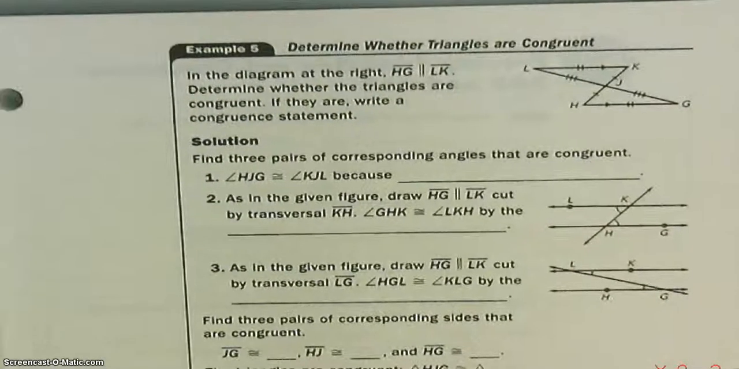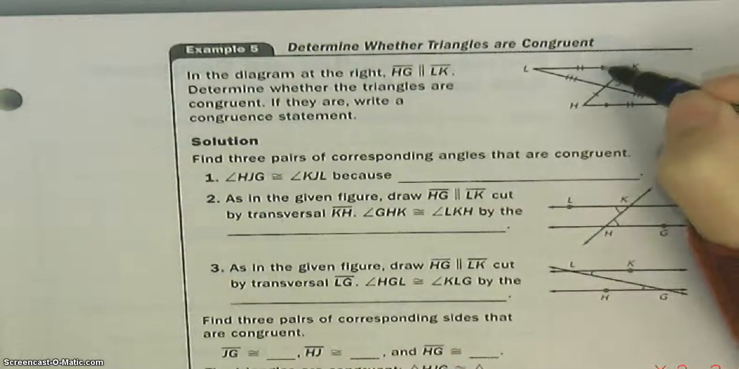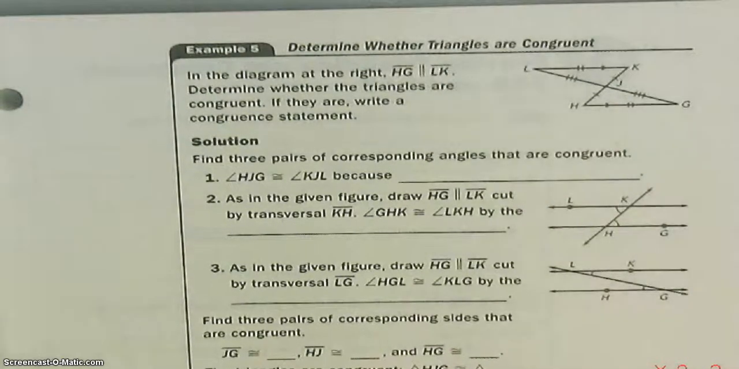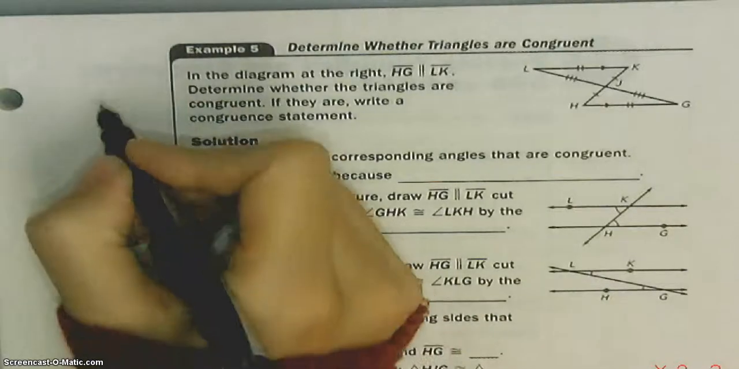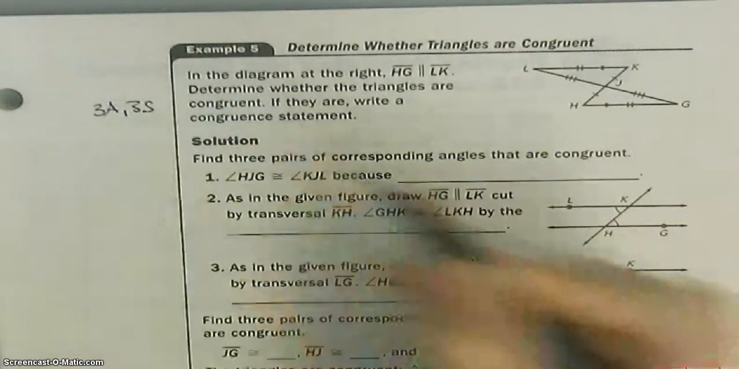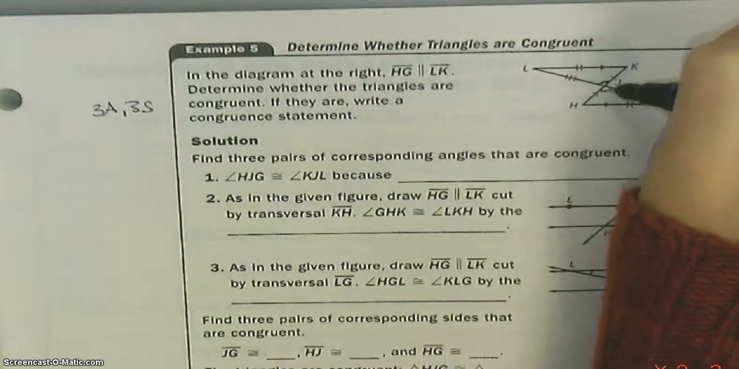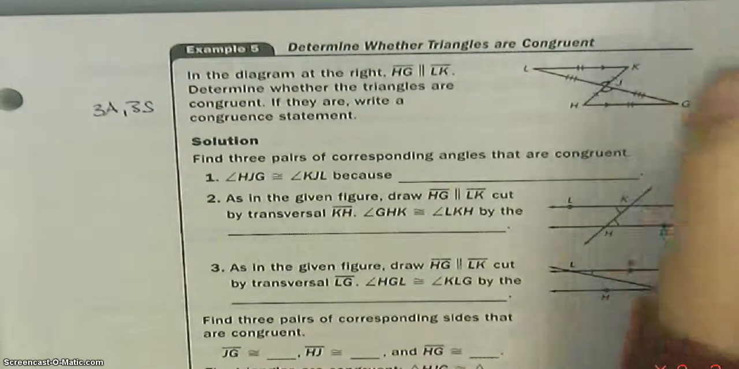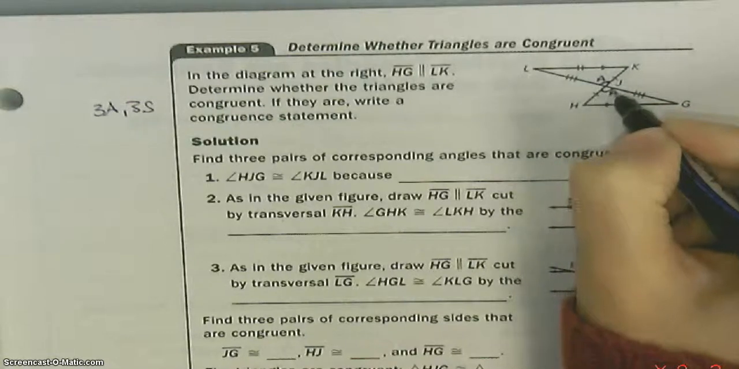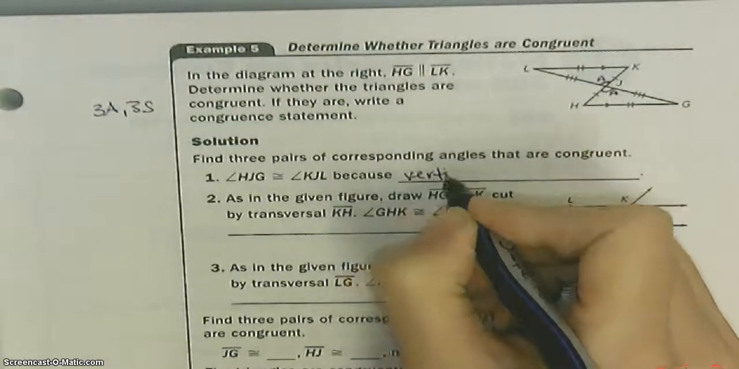In the diagram, HG is parallel to LK. So that's your symbol right there for parallel. Remember those little arrows or triangles mean parallel. Determine whether the triangles are congruent. If they are, write a congruent statement. All right, so we need to find all three angles and all three sides. That's what we have to do here. Well, let's look. The angles aren't looking so good, but I do see some vertical angles here, and vertical angles are always equal. So there's one set of angles for me, because vertical angles are congruent.